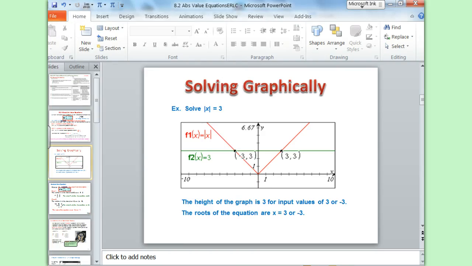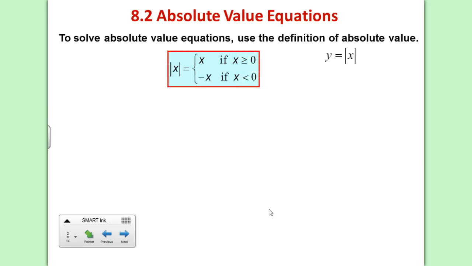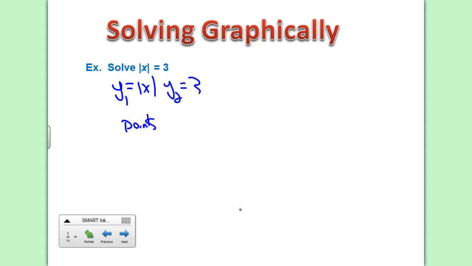And I'll turn my thing back on again. You can solve graphically this equation. You can solve that graphically by graphing y1 equal to absolute value x and y2 equal to 3. And then you look for the points or x values of the points of intersection.